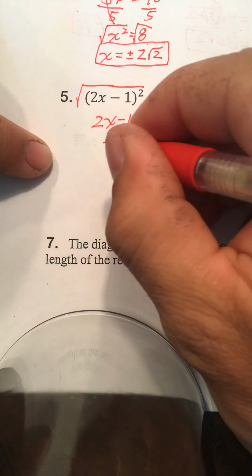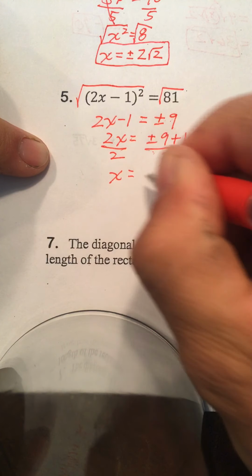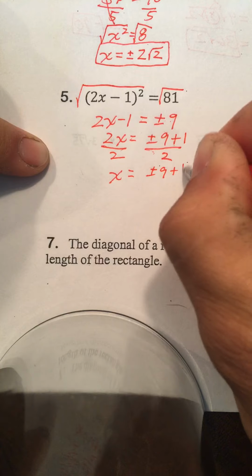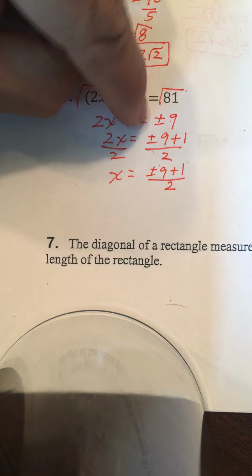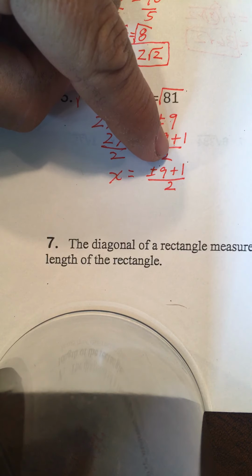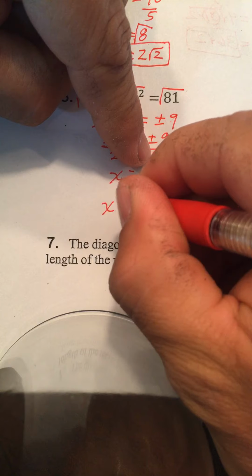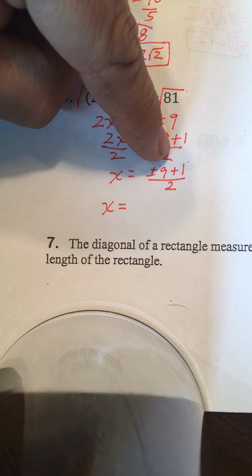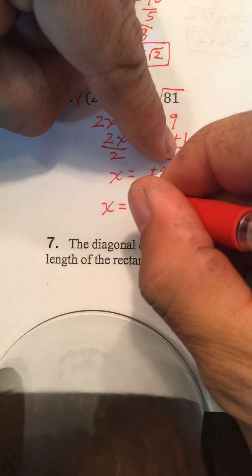And now I'm going to divide both sides by 2. So I get x equals positive negative 9 plus 1, all over 2. Okay, so we have two cases here. 9 could be positive, 9 could be negative, and we're going to have to find both of them. So let's say if 9 was positive, positive 9 plus 1 is 10. 10 divided by 2 is 5.